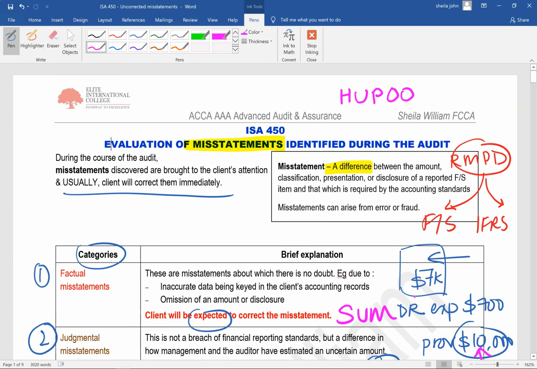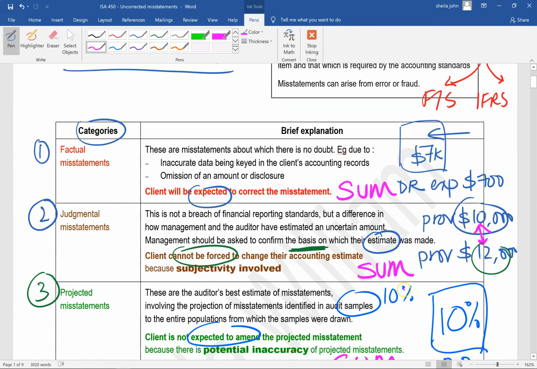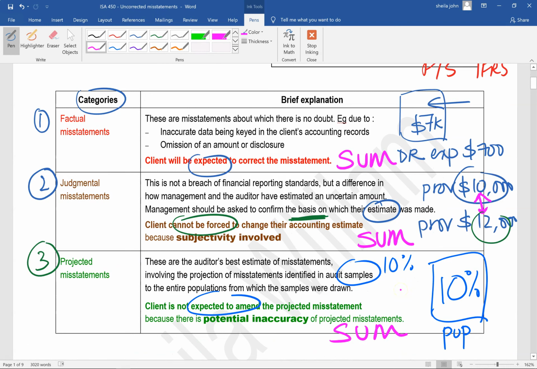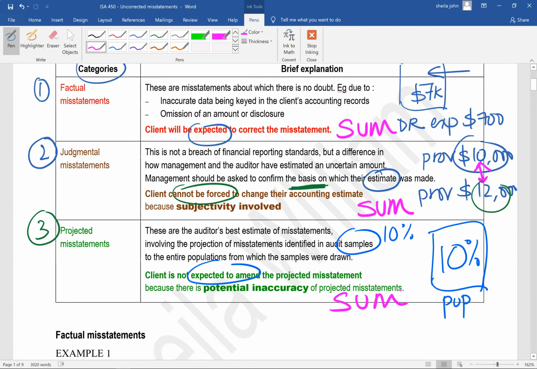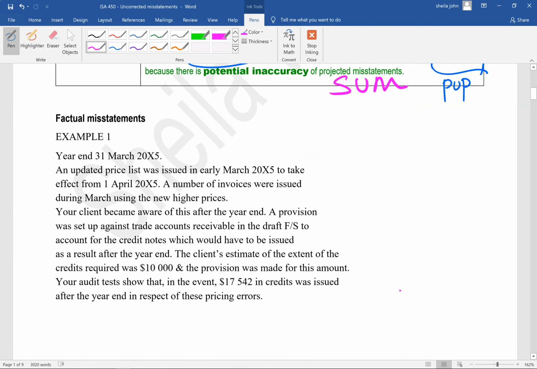We've got the standard. The standard talks about misstatement. What is a misstatement? We've already defined it, but there are 3 categories of misstatement. Why do we need to know what category of misstatement it is? Because of how the client will be expected to correct it, or we need to be prepared that the client cannot be forced to change the accounting estimate, or the client is not expected to amend it. All right, so let's go through some examples here.